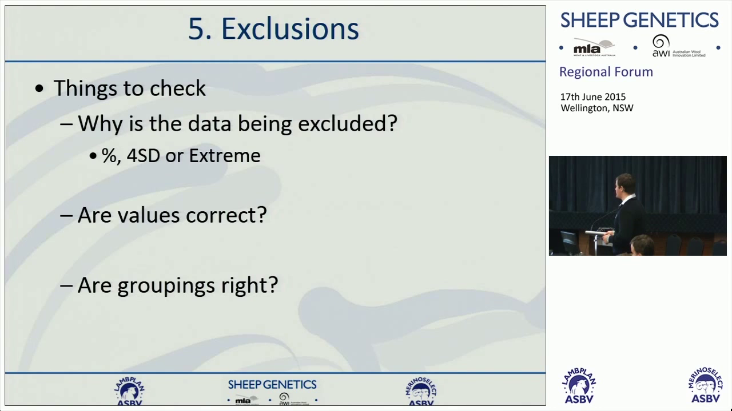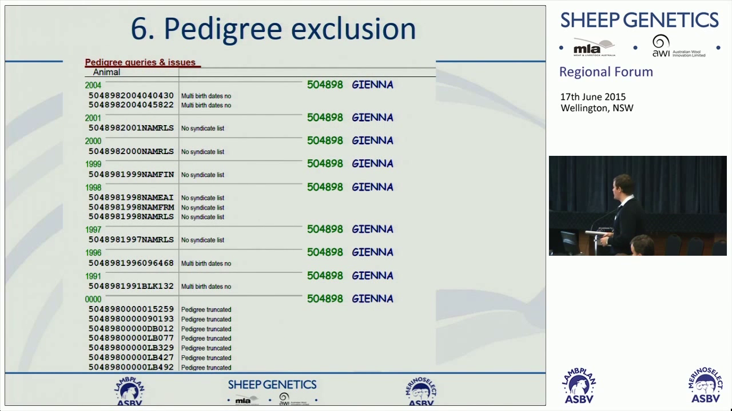All right, so that was exclusions. And now pedigree problems. So this is from a Marina report. So we've got multi-birth dates. Karis was mentioning it before about having a ewe that has 12 lambs in a year. So if that's going to happen, we need to know it's from an ET program rather than just saying that she was naturally mated and somehow had 12 lambs in the year.